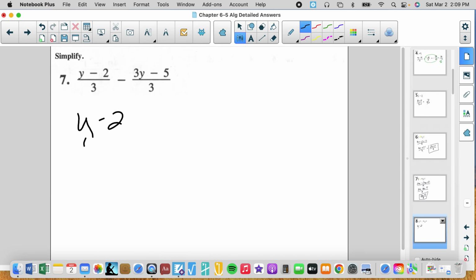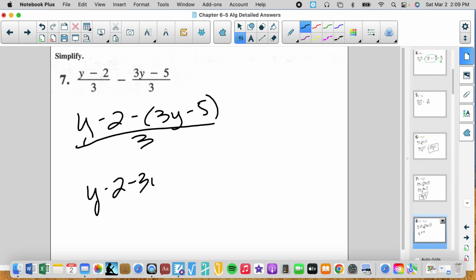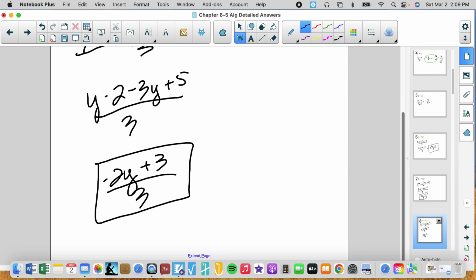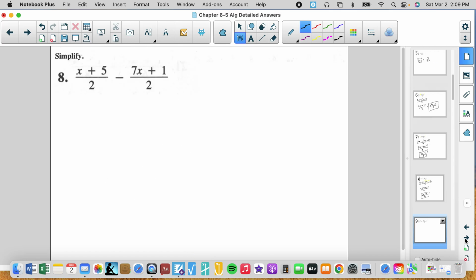Y minus 2 minus the quantity 3y minus 5 all over 3. Y minus 2 minus 3y plus 5. Make sure you're distributing that negative to both of the terms, all over 3. Like terms, y and negative 3y makes negative 2y. Negative 2 and positive 5 makes positive 3 over 3. Those 3's cannot cancel, and we cannot factor the numerator any further.